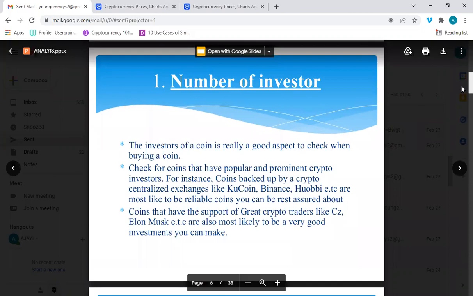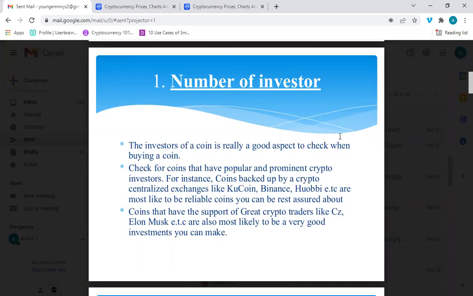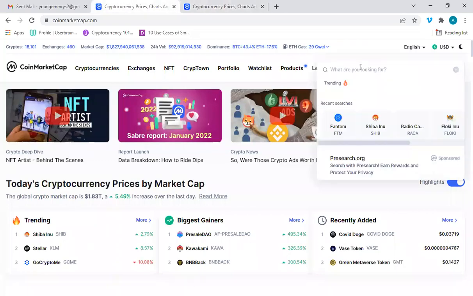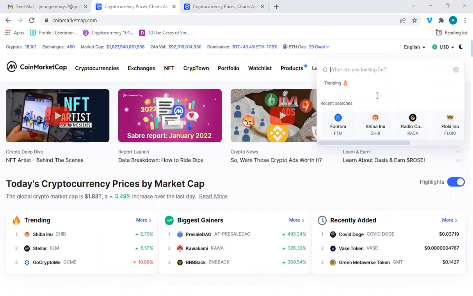So, number of investors. The investors of a coin is a really good thing to check when buying a coin, right? So I said check for coins that are backed up by popular and prominent investors. Like for instance, coins like Mines of Dalania, coins like Fio Protocol. Mines of Dalania is actually backed up by Binance. Fio Protocol is backed up by Binance also, and a lot of partners.